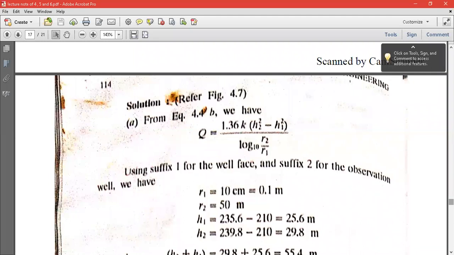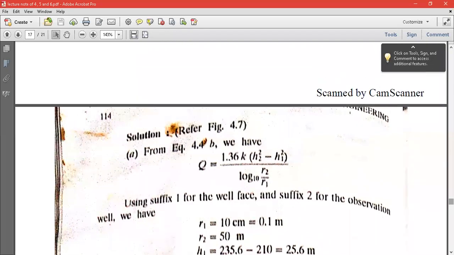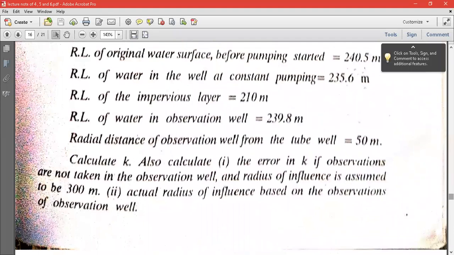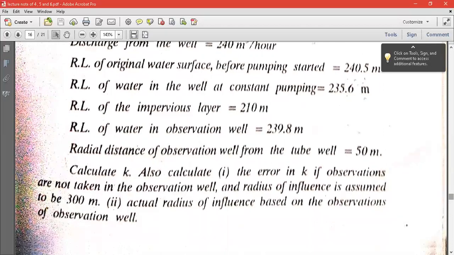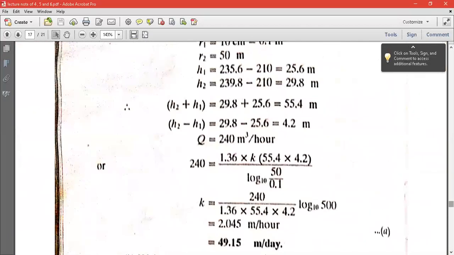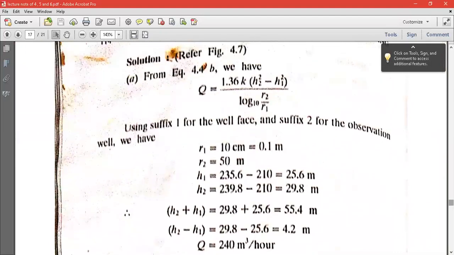So what will be the H value corresponding to R1? As R1 is the radius of the well, the level of the water in the well is 239.8 minus 210, because 210, as I told you, is the impermeable stratum, the bottom level, and the reduced level of water in the observation well. Just a minute, I am showing you the data. I am telling what is given in the question and what we have concluded.